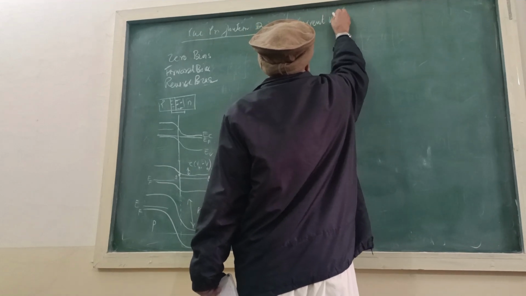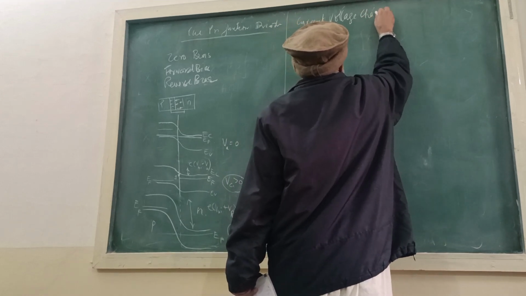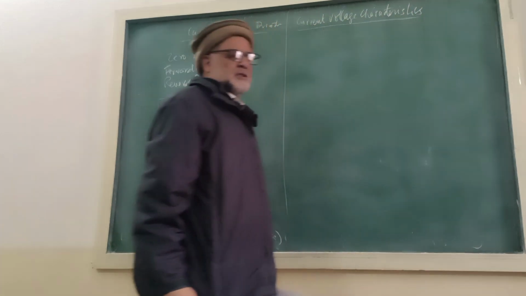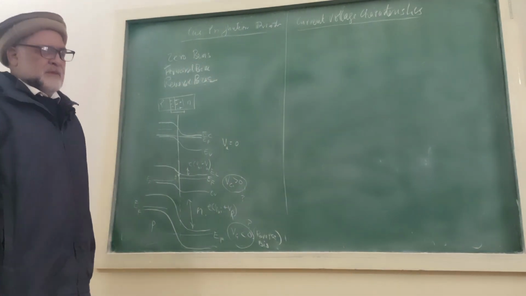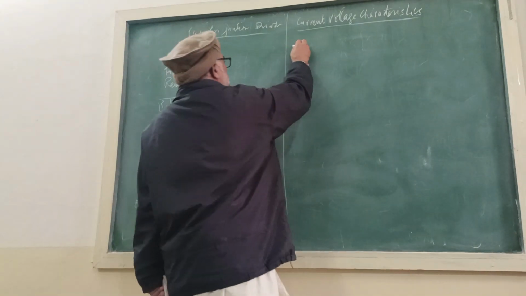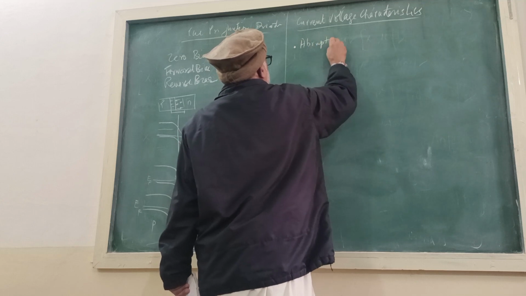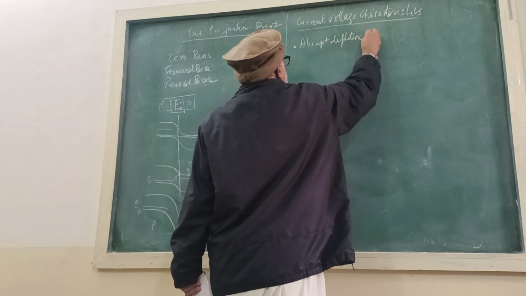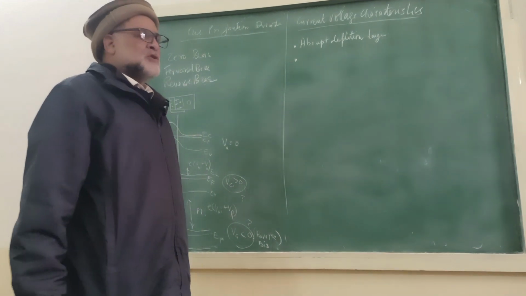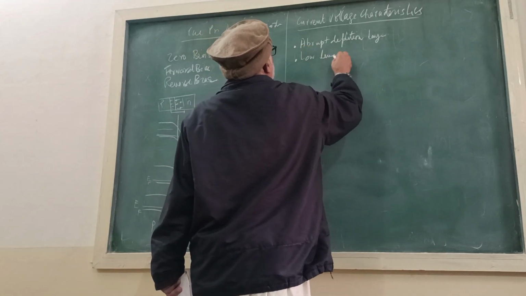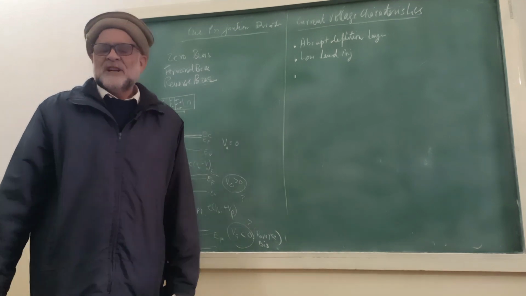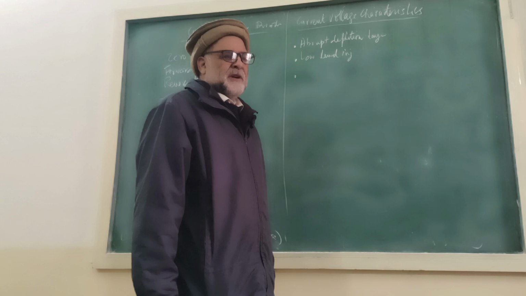Current-voltage characteristics of a PN junction. So we have some assumptions for a PN junction, right? We said abrupt depletion region. Also we said the doping level is low, or low-level injection. And the temperature is kind of high, and that is why the Boltzmann approximation is valid.